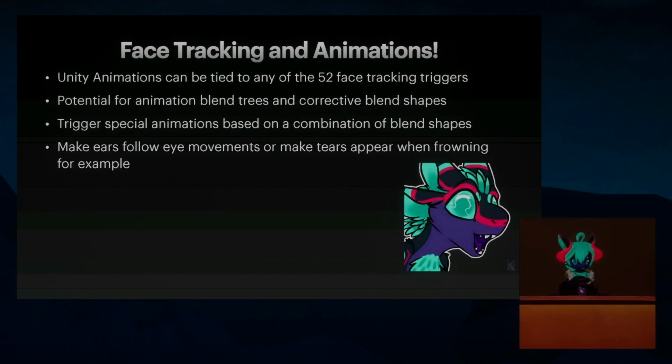You could also make it so that your character emotes or has a special effect. So, for example, if you are frowning to a certain value with both the left and right side of your mouth, you could make a fuming animation appear. There's a lot of potential with tying the face tracking triggers to custom animations.